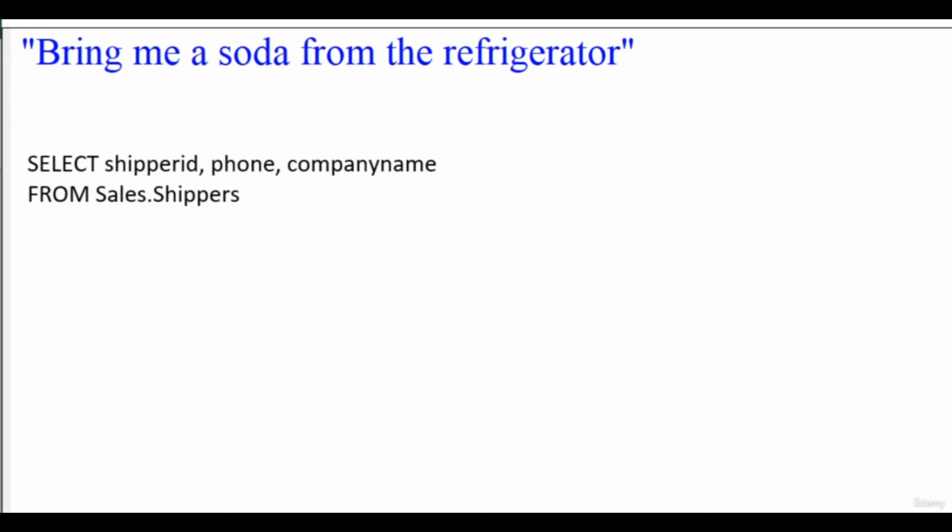Consider the following query. Select shipper ID, phone, and company name from sales shippers. Over here, observe the similarity of the query to the way the English is structured. You use the select first. So you mention the object that you want first. This is the thing that you want, before you even mention the location where you want the object from. In this way, you mention the select first before the from.